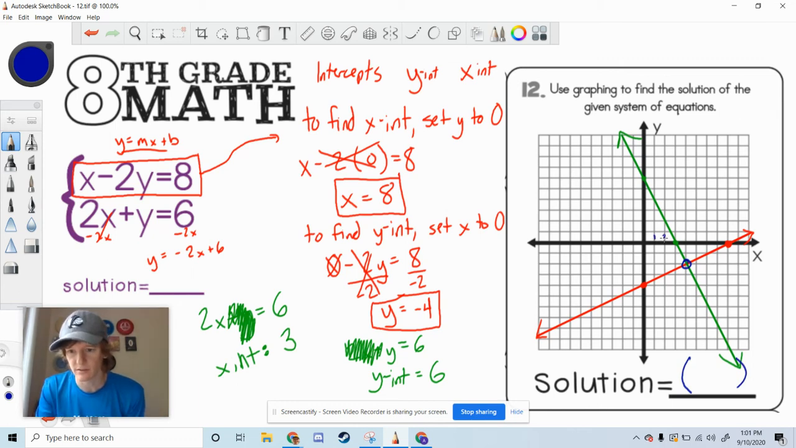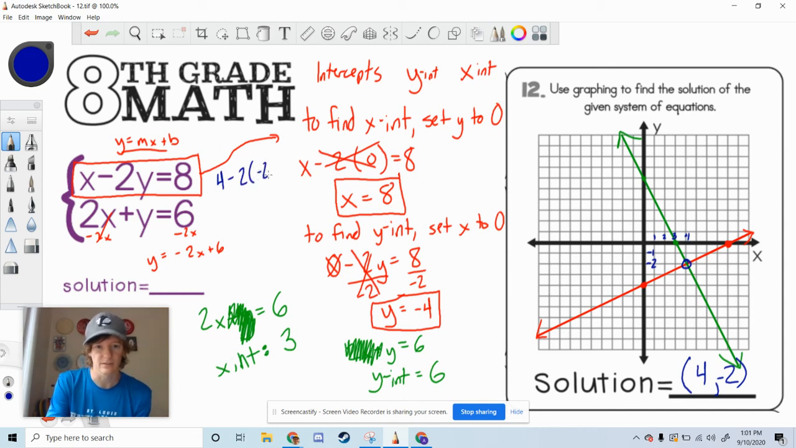The x is 1, 2, 3, 4. So x is 4. Y is down, so it's negative: negative 1, negative 2. So the point is 4, negative 2. Now we could plug in 4 and negative 2 into these two equations, and we would get the same answer. If x is 4, I have 4 minus 2 times negative 2. That's 4 minus negative 4, which does equal 8.